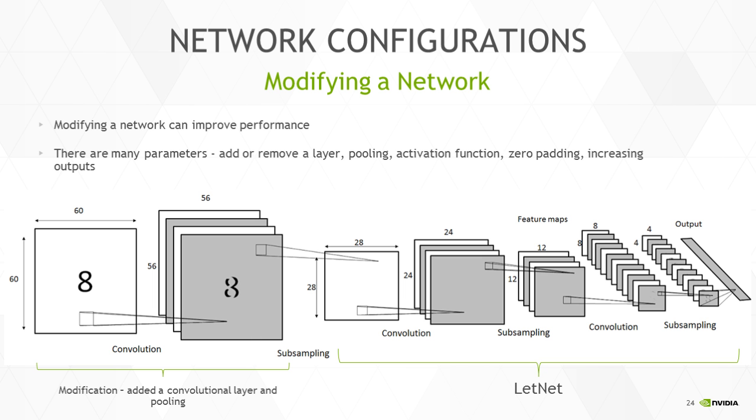So in this case, here's an example where I would like to add a convolutional layer, and part of adding this layer, I'm going to increase the size of my input data. So my image will now be 60 by 60 pixels when I push it through my network. And I'm going to apply a convolution, and I'll apply some subsampling or pooling. And here's an example of how my new neural network would look if I did this.